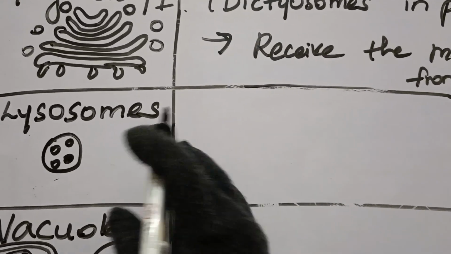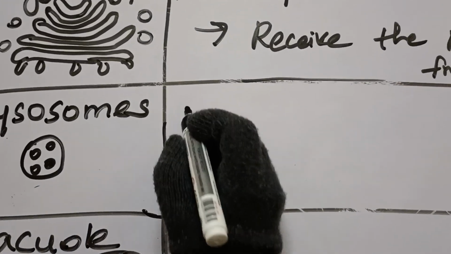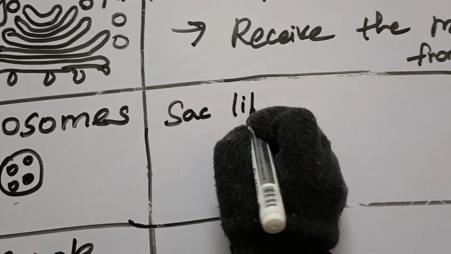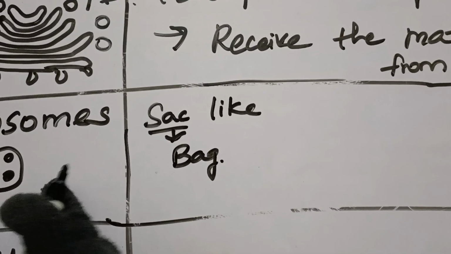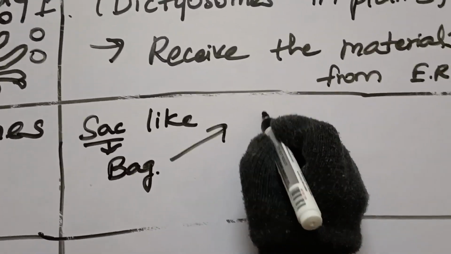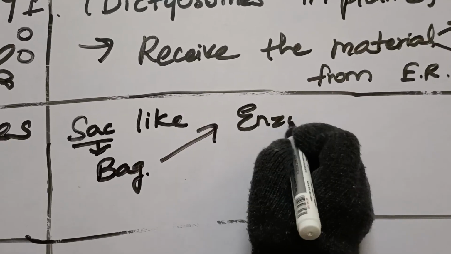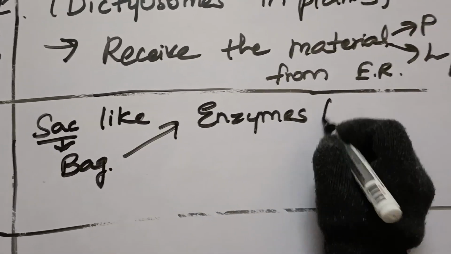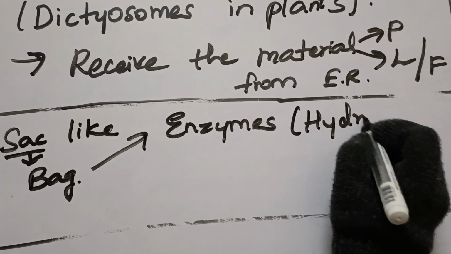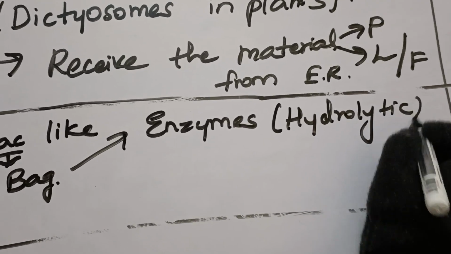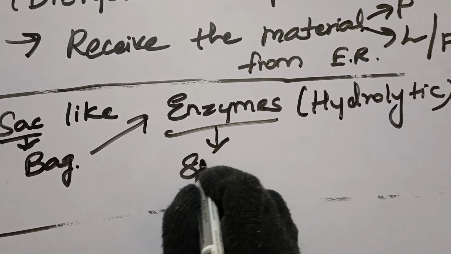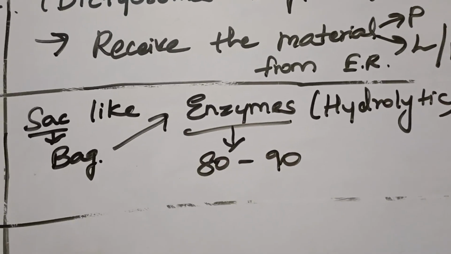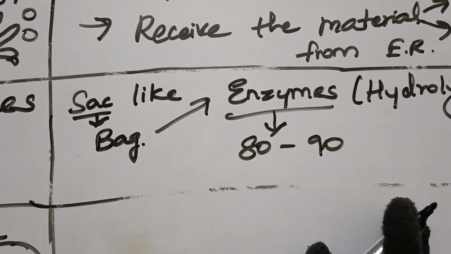Lysosomes are sac-like structures. Sac is nothing but a bag. They are pouch-like or bag-like structures, which are going to store enzymes. What type of enzymes? Hydrolytic enzymes. So just keep in mind the word enzymes, and then how many enzymes? It can be 80 to 90 enzymes present in a lysosome.